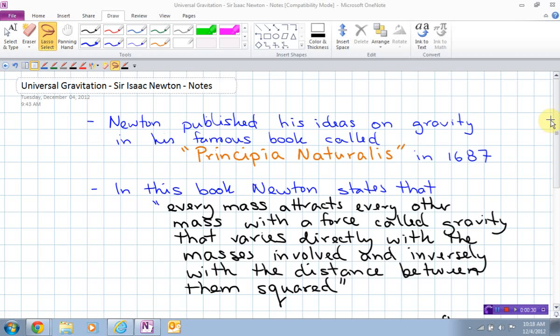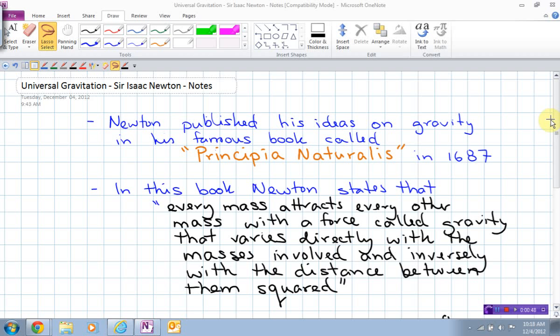It was in this book that Newton tried to account for the forces that acted between an apple and the earth, between you and the earth, and even things in space like between the moon and the earth, and even the sun and the moon. He was quite successful in doing so.